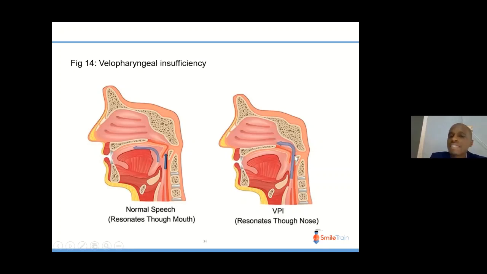So that explains the velopharyngeal mechanism. And it's actually important. Once this is not there, the patient cannot be corrected. The speech of the patient will still be hypernasal.